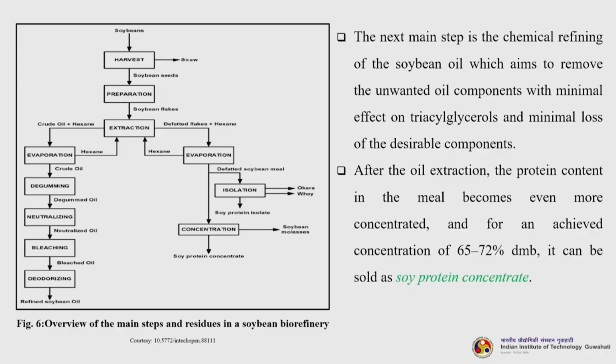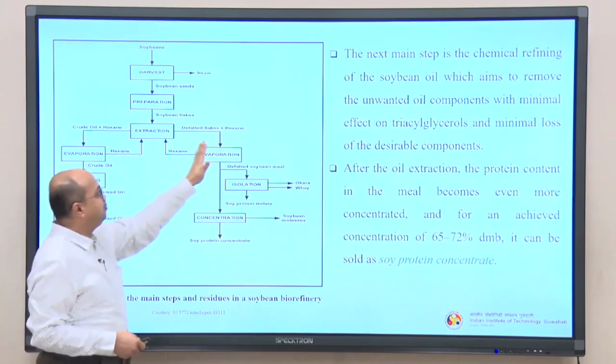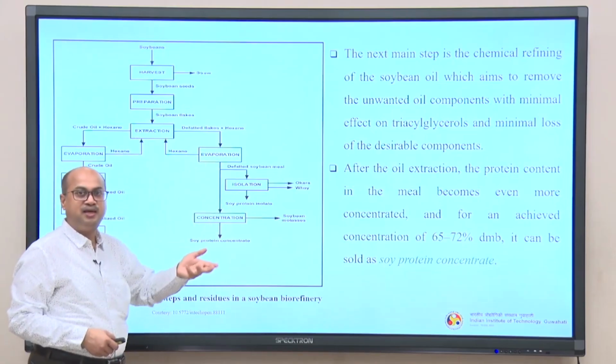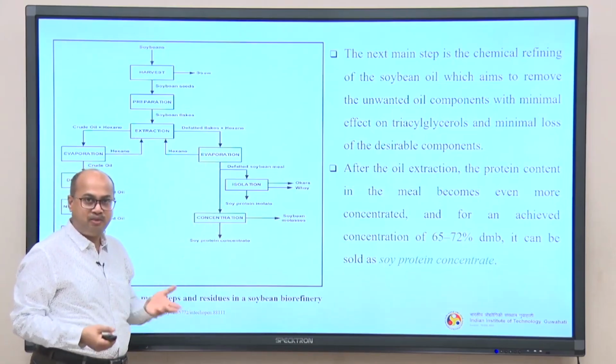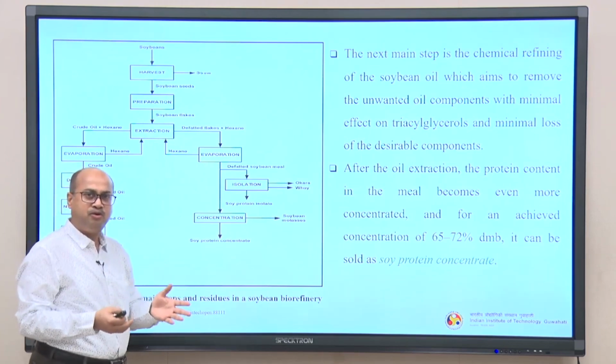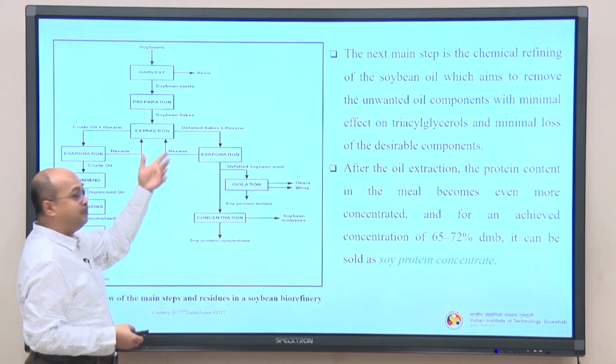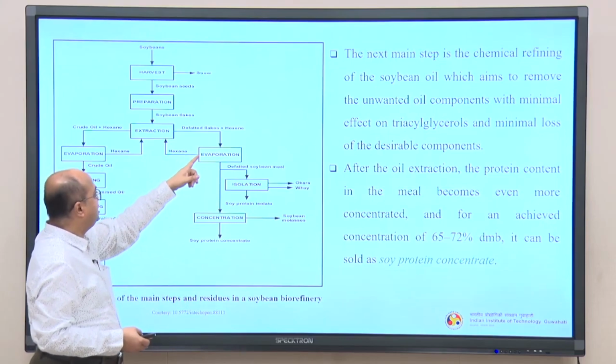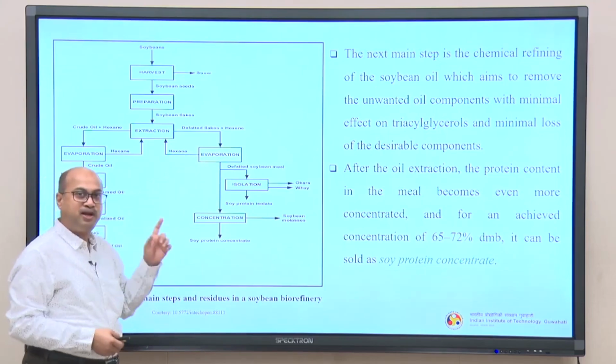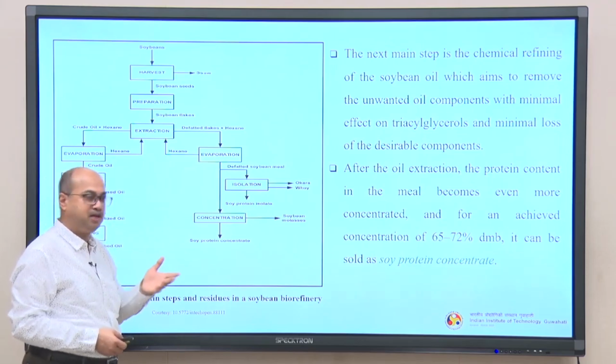Crude oil plus hexane, we get evaporation, hexane recycle, crude oil, then it goes to degumming, you get degummed oil, you send to neutralization, you get neutralized oil, goes to bleaching, you get bleached oil, deodorizing, you get the final refined soybean oil. Now, the defatted flakes, that means the flakes from which the oil has already been removed, but a small amount of oil will always be present, okay, depending upon the process.